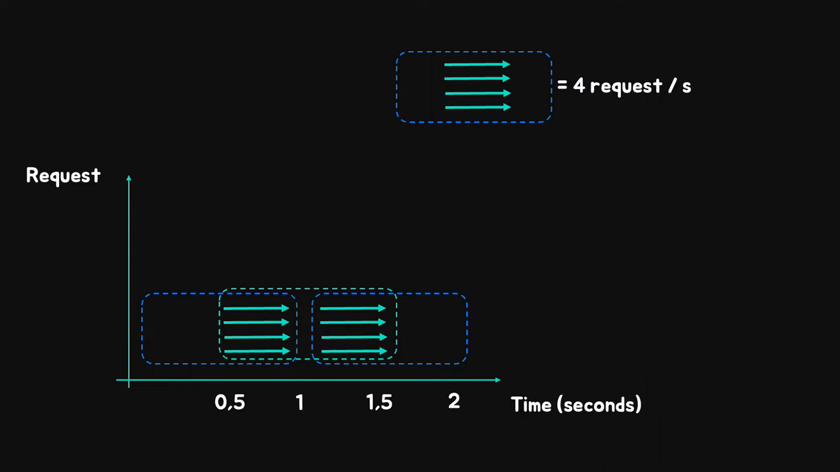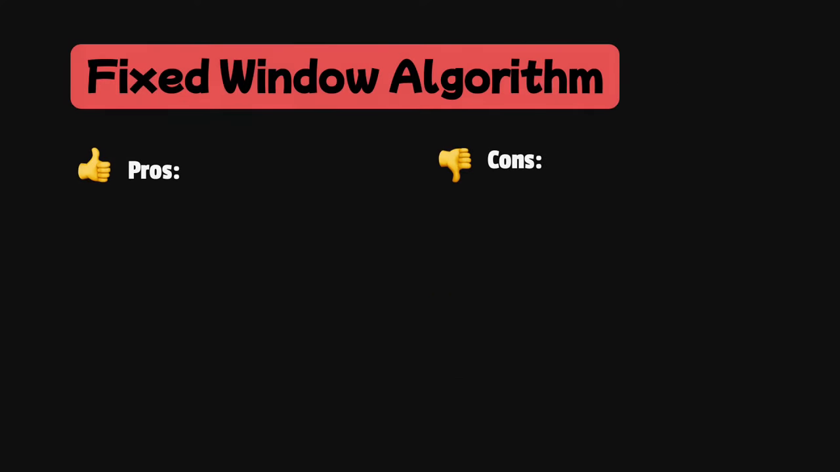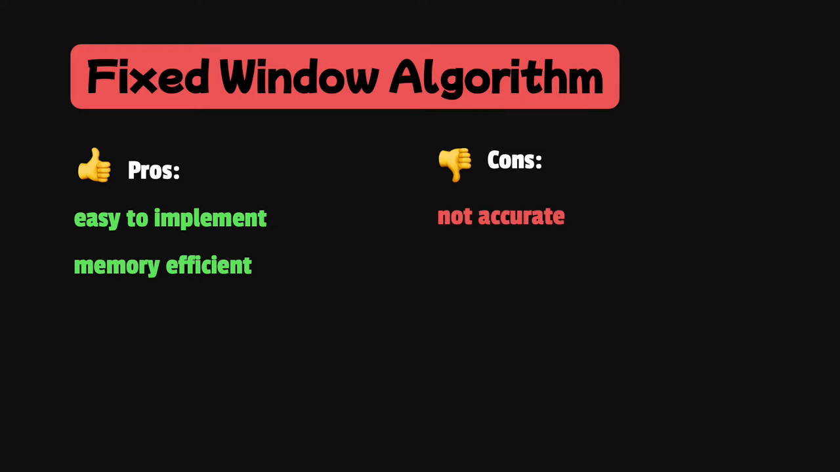Now, let's see what are the pros and cons. This algorithm is easy to implement. Also, it has a small memory footprint because all that is being done is storing the counts. However, it's not accurate. It can permit more requests to go through than the configured quota.